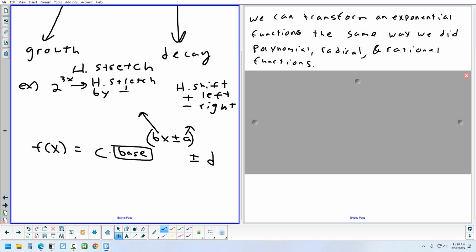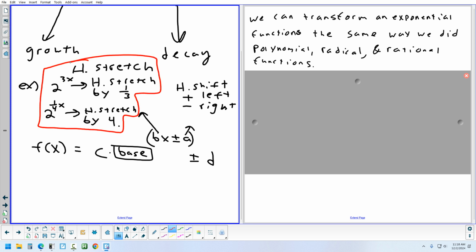by 1/3. If you had something like 2 to the 1/4 x, you might think, oh, 1/4, small number makes it smaller. Nope, small number stretches it bigger. So that's a horizontal stretch by a factor of 4. Okay, so horizontal is backwards. So here's your horizontal stretch, that goes with B. There's your horizontal shift, that goes with A.